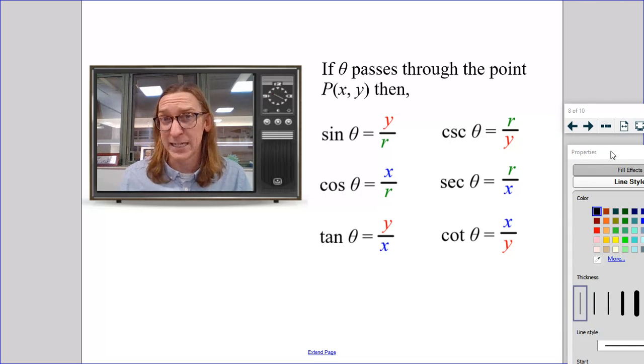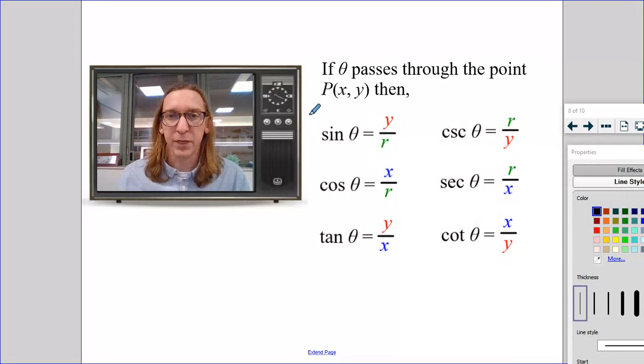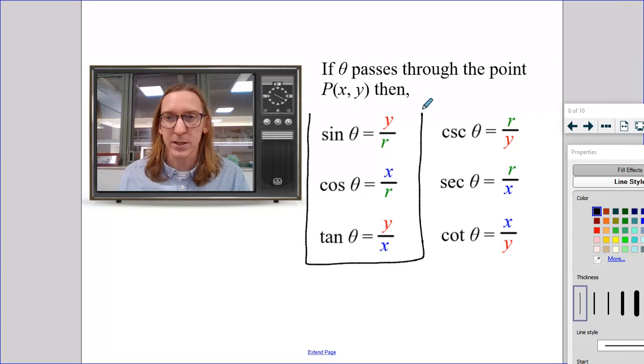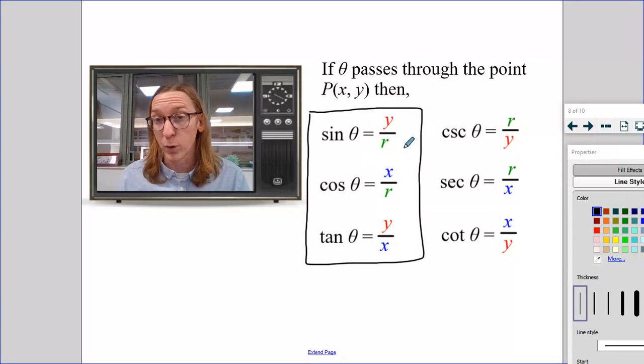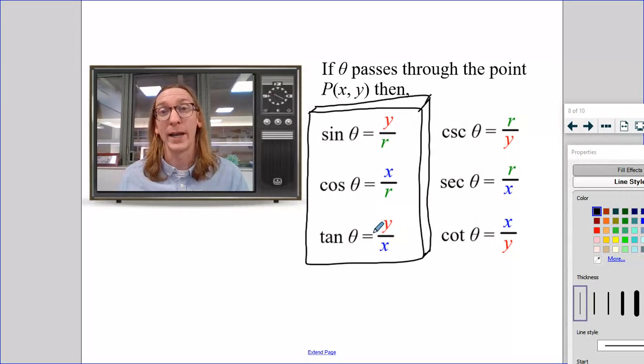So if you're asked to calculate those ratios based on a point that your angle passes through, knowing the sine ratio can then lead you to the cosecant. These are facts of trigonometry that you need to know. You will have to know how to find the sine of an angle when you know the coordinate that it passes through. So this is something that should take a very prominent place in your notes, and you should be able to calculate these things by knowing, okay, the cosine is x over r, the tangent is y over x.